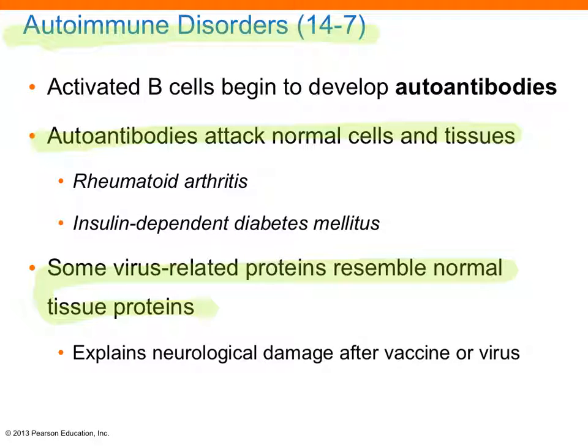Autoimmune disorders. In autoimmune disorders, activated B cells begin to develop autoantibodies. Autoantibodies attack normal cells and tissues. For example, rheumatoid arthritis, insulin-dependent diabetes mellitus. Some virus-related proteins resemble normal tissue proteins. This explains neurological damages after vaccine or virus.